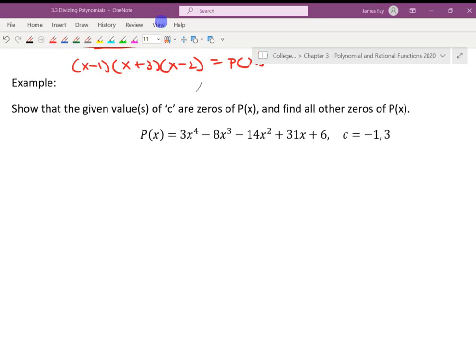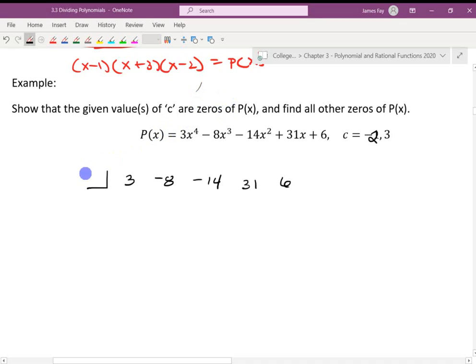This is going to be that, okay? So what I want to do here, first of all, is there's a typo. This -1 should actually be a -2. But I want to do synthetic division here. So I'm going to take the original P of X coefficients of 3, -8, -14, 31, and 6. It just says show that the given values of c are zeros.